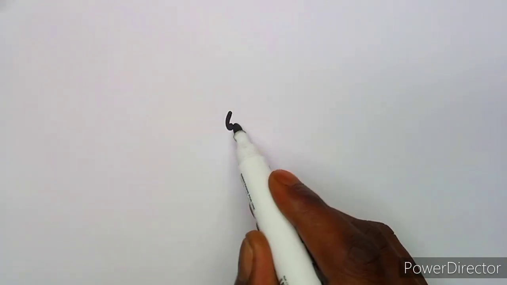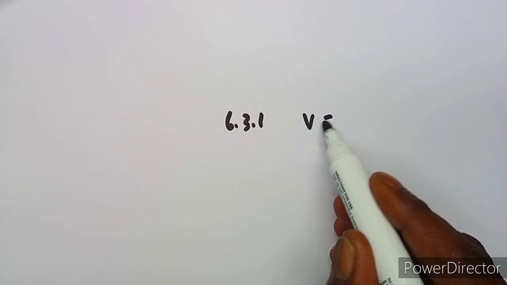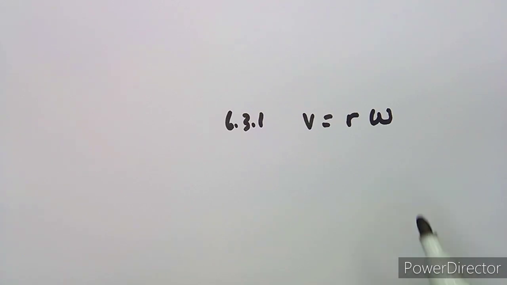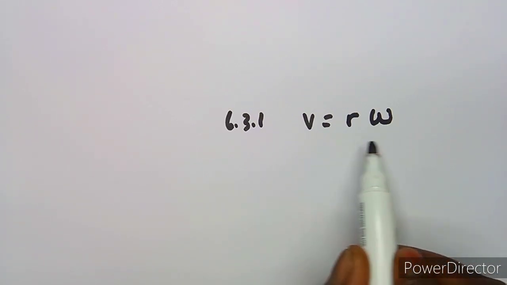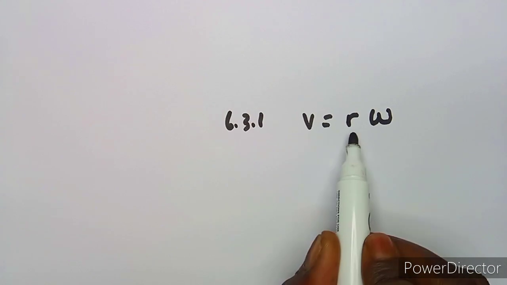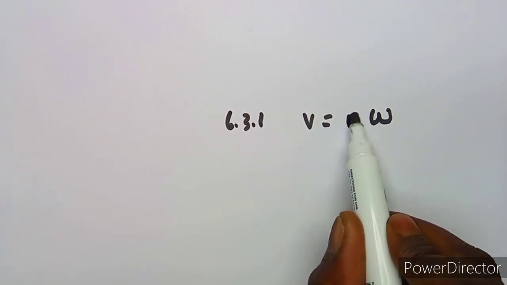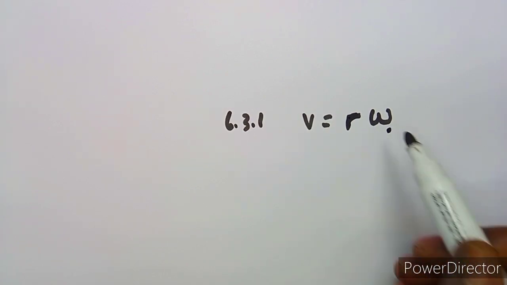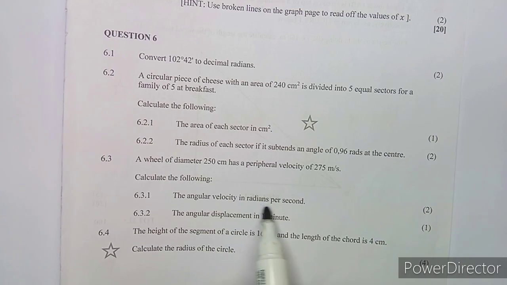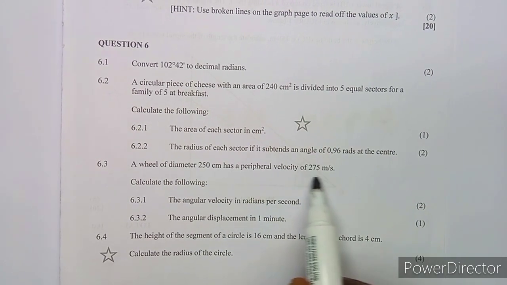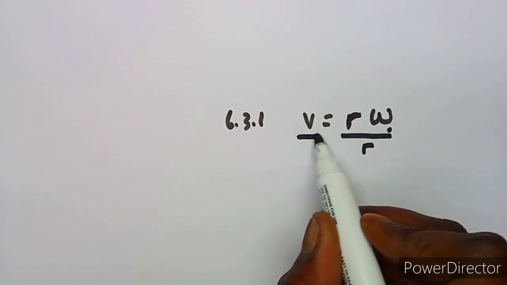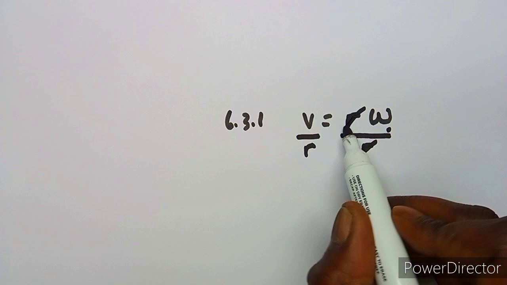The conversion, this is 6.31, is V equivalent to the radius times the angular velocity in rad per second. From angular to linear, you multiply by the radius, which is supposed to be in meters. This is the radius, this one. But we need the angular velocity in rad per second, because we are given the linear. So we are going to divide by what? By the radius.